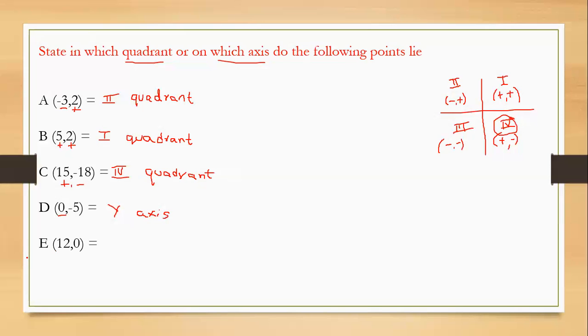Now, the last point is point E (12, 0). Here again we got 0. It means it is on an axis, not on a quadrant, right? Here the y coordinate is 0. It means the point is on the x-axis. So here we will write x and then write axis.